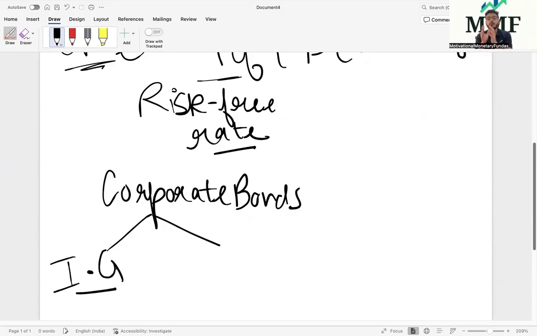IG bonds we call investment grade bonds. And then you have the HY bonds, the high yield bonds. Here IG stands for investment grade bonds and HY stands for high yield bonds. As the name suggests, investment grade bonds are good quality bonds in which you can invest. And how do we assess that a bond is a good quality bond? We do not assess that ourselves. The credit rating organizations do, like in India, you have CRISIL, ICRA, and CARE, right?